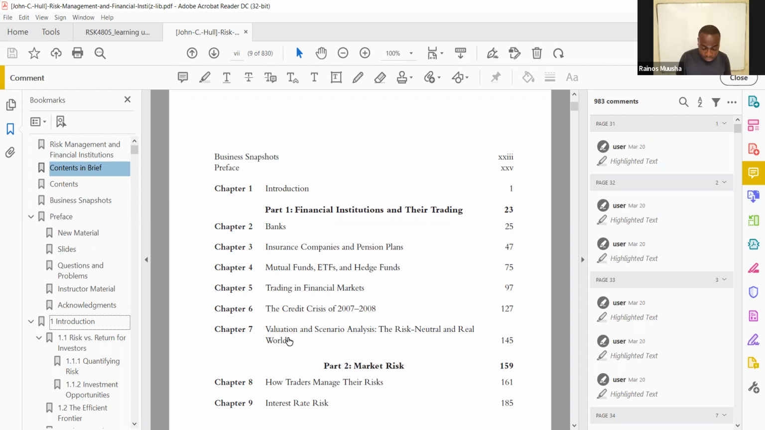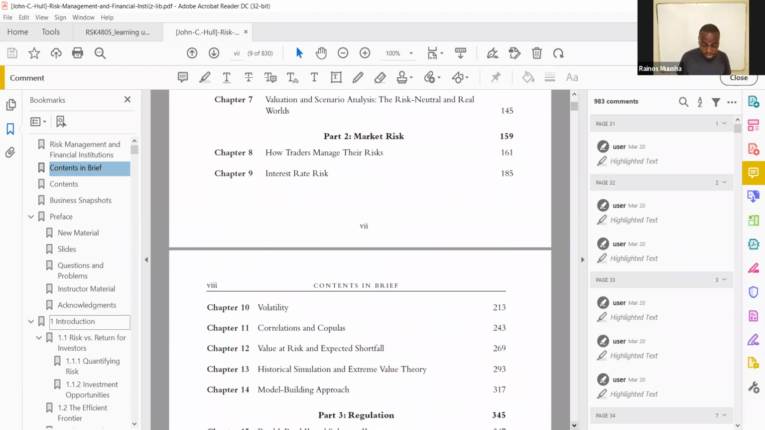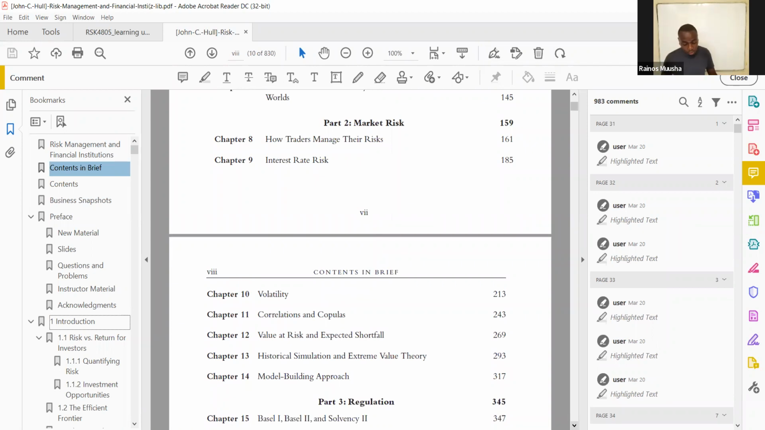Then chapter 7 looks at valuation and scenario analysis, the risk neutral and reward as well. We're going to be looking at this, and this is another highly examinable section. Then part 2 of the textbook looks at market risk, which is basically the core principles of what we are doing in market risk as well.